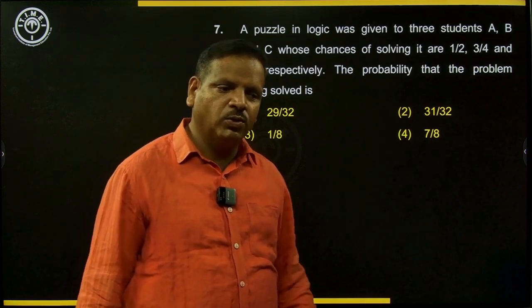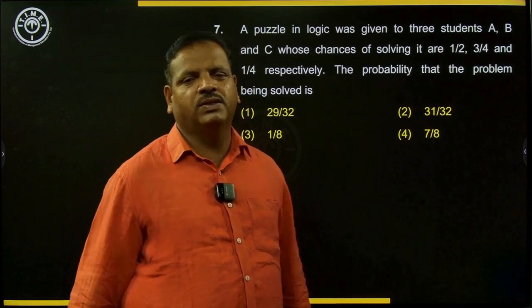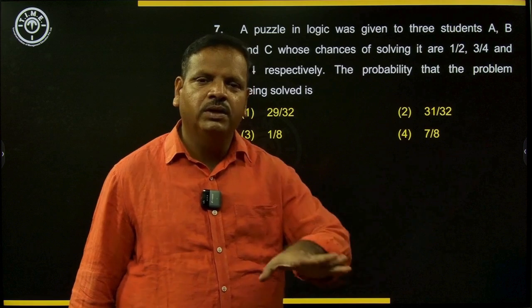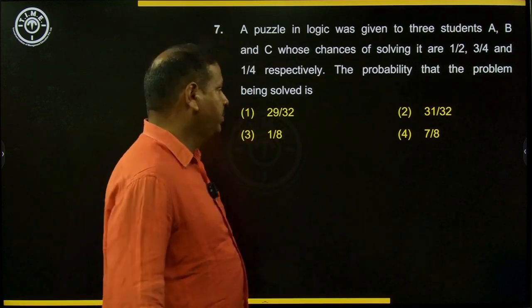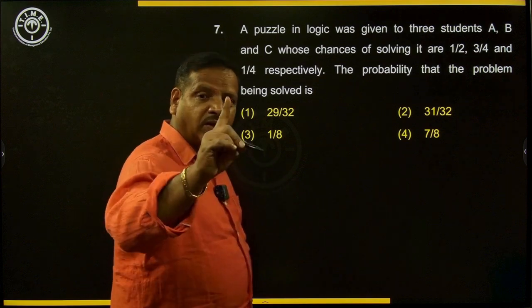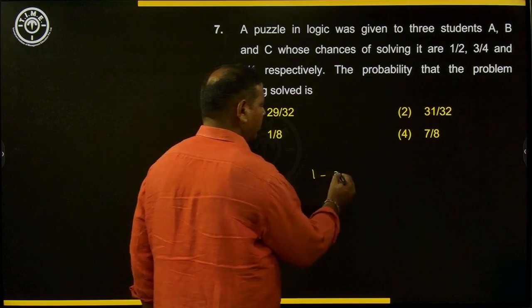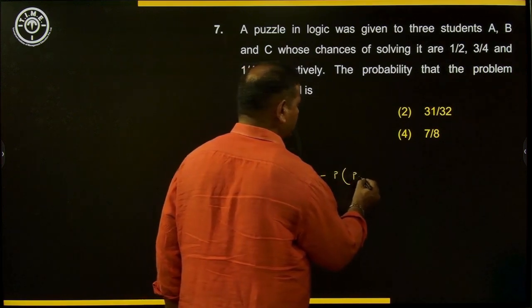If 2 members solve it, AB may solve, BC may solve, AC may solve, or all 3 members, ABC. Searching through all these takes a lot of time. The best way for that: favorable plus unfavorable probability is always 1. So what I am going to do is 1 minus probability that the problem is not solved.